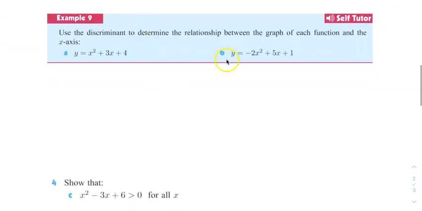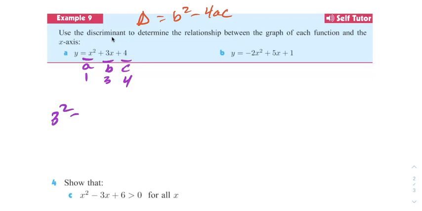Use the discriminant to determine the relationship between the graph of each function and the x-axis. So again, this is how many real solutions do we have? My discriminant is b squared minus 4ac. Here's my a, here's my b, here's my c. A would be 1. First use the formula: 3 squared minus 4 times 1 times 4. I get 9 minus 16, so I get negative 7. So this has 0 real solutions.